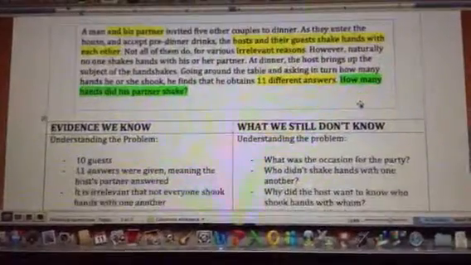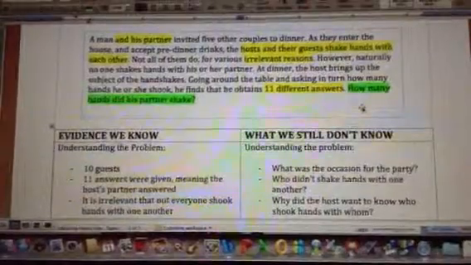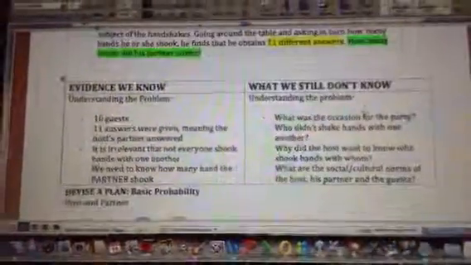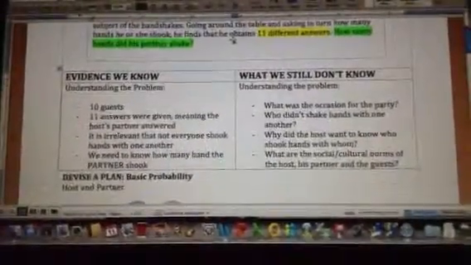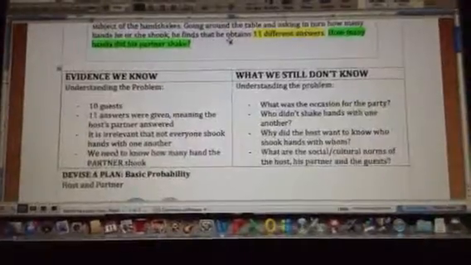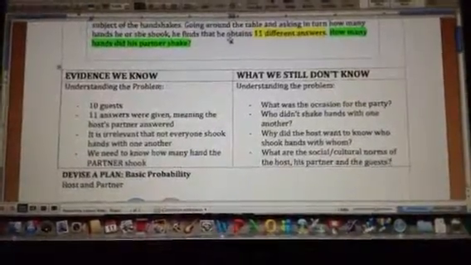Now I highlighted in green what the actual problem is, what we need to find out. That's how many hands the partner shook. So what I did was collect evidence that we know, and things that we still don't know that could be relevant to the problem. To understand the problem, I thought it would be important to know the factors that could make it go either way.